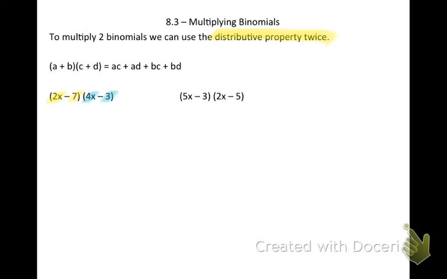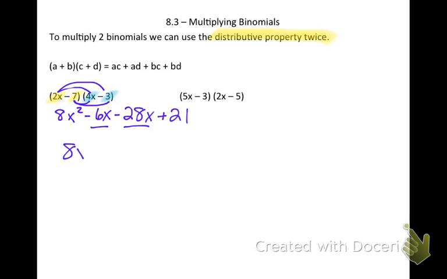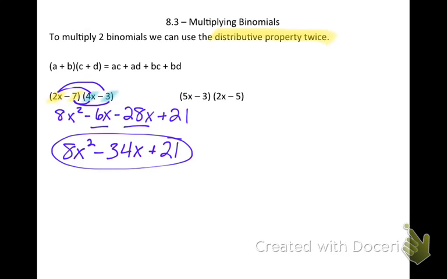So again, I'm going to do 2x times 4x. That gives me 8x squared. 2x times negative 3, which gives me negative 6x. Then negative 7 times 4x, which gives me negative 28x. And then negative 7 times negative 3, which gives me positive 21. When I do this, again, I have to double check. I've got like terms here, so I can combine together negative 6x and negative 28x. So I get 8x squared minus 34x plus 21. Again, that could be plus a negative or just minus 34.